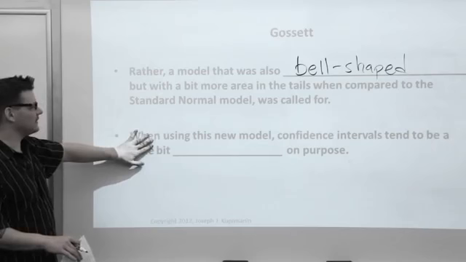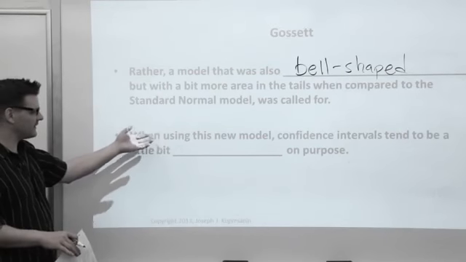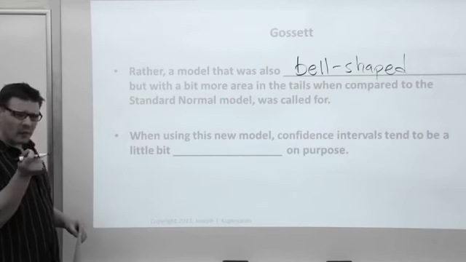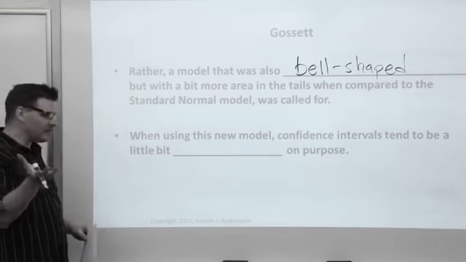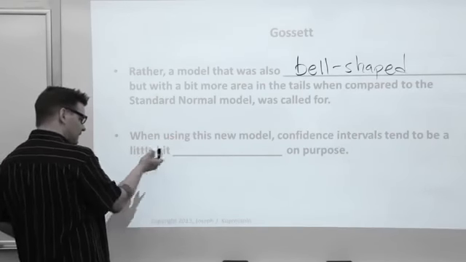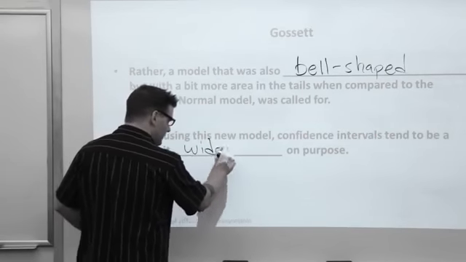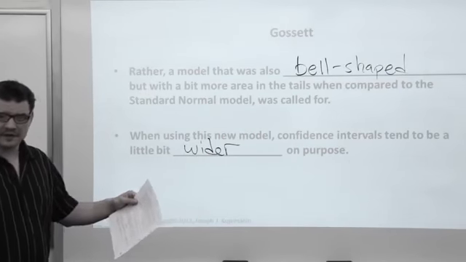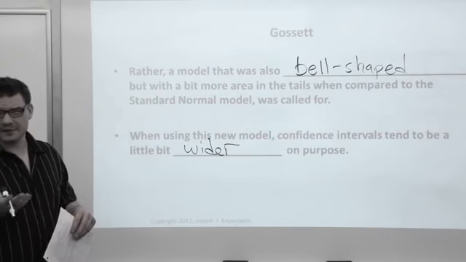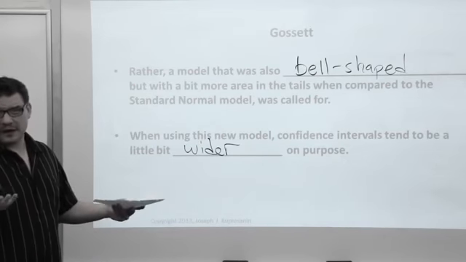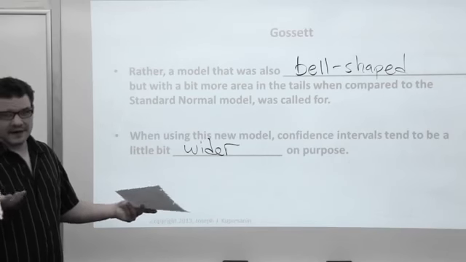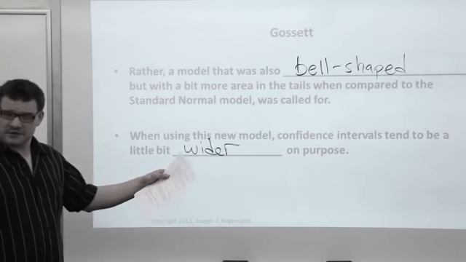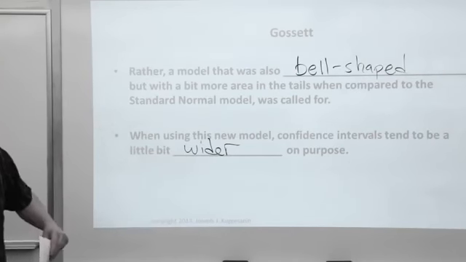When using the new model, and here's why Gossett was making his mistakes, confidence intervals, they needed to be a little bit wider on purpose, and the new model helped with that. So when using this new model, confidence intervals tend to be a little bit wider on purpose. And just think about that. If your intervals are a little bit wider on purpose, aren't you less likely to reject a beer as saying like, oh, it's too high in alcohol content or it's not clear enough? Because if the intervals are a little bit wider, you're going to hit that key value just because it's wider, right? So that's what the new model does.